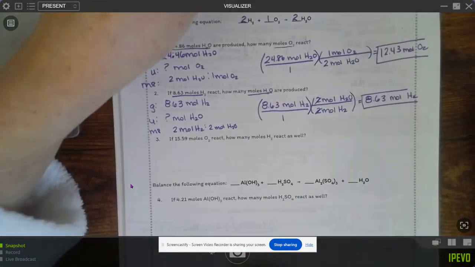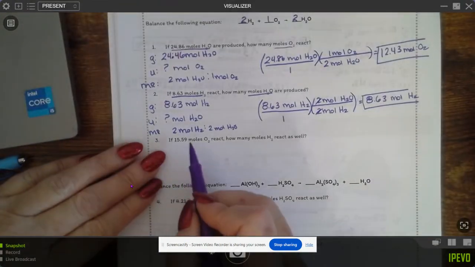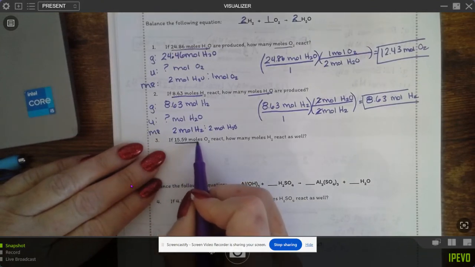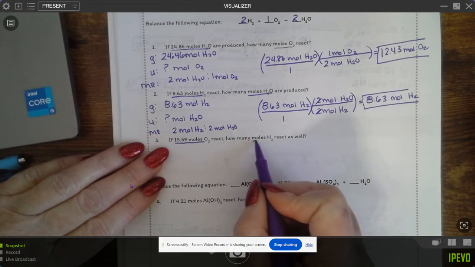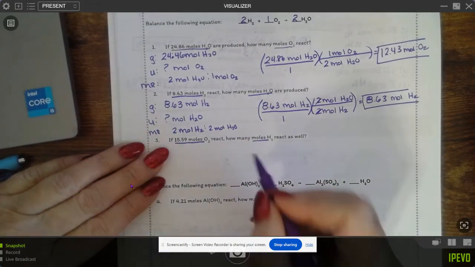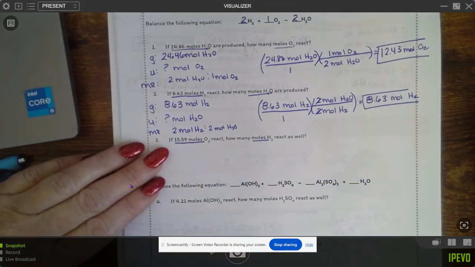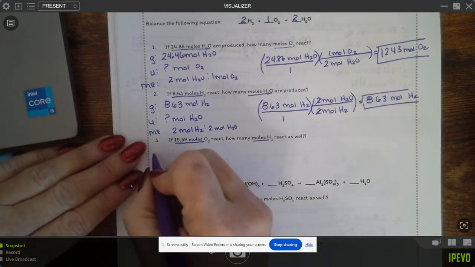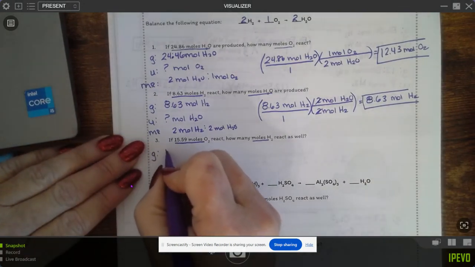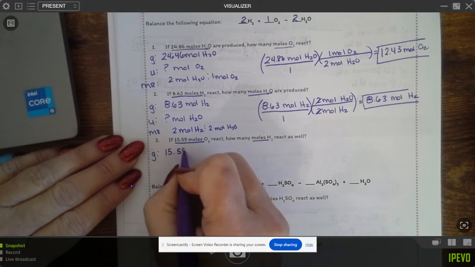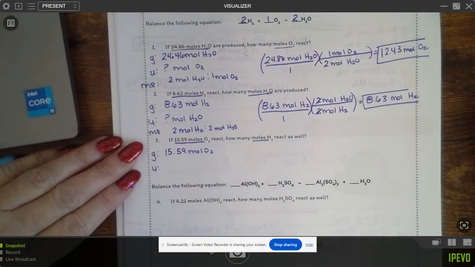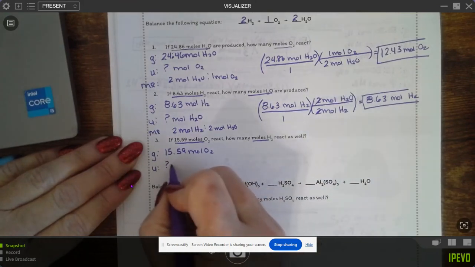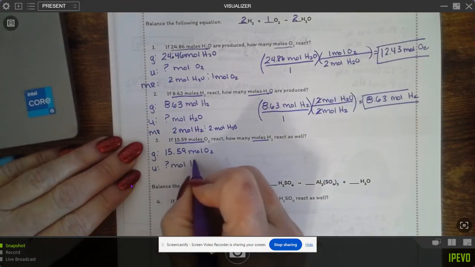Let's see. If 15.59 moles of oxygen reacts, how many moles of H2 would be needed to react? So our given is 15.59 moles of O2. Our unknown is moles of H2.